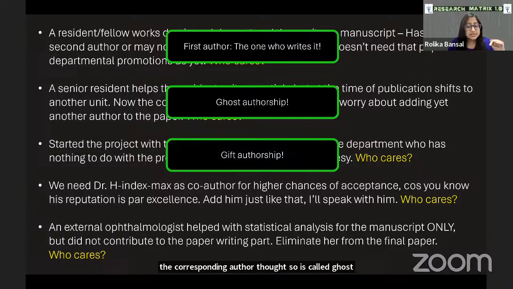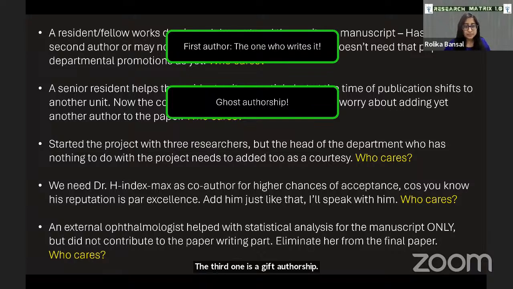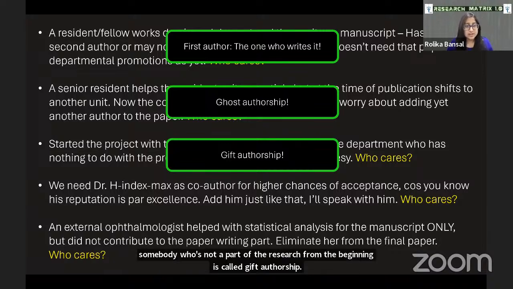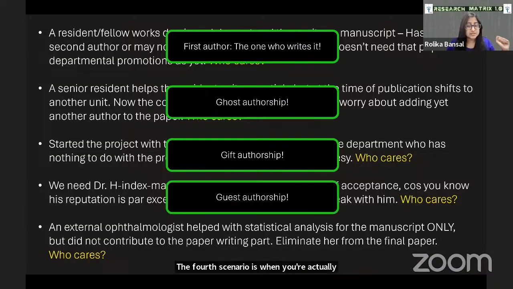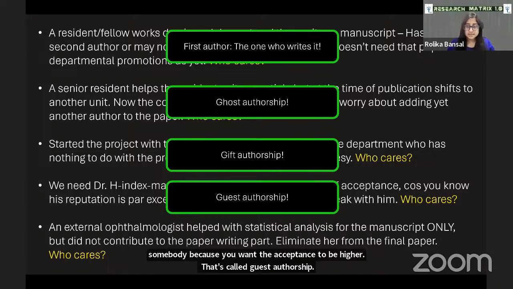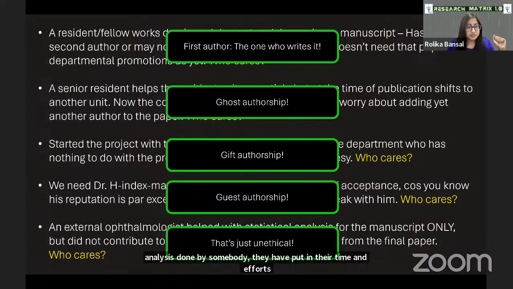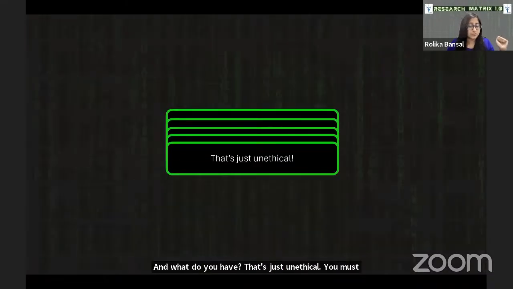The third one is gift authorship. You start the project, but you're including somebody who's not a part of the research from the beginning. That is called gift authorship. The fourth scenario is when you're adding somebody because you want the acceptance to be higher. That's called guest authorship. And the fifth scenario is when you have statistical analysis done by somebody, they have put in their time and efforts, and what do you give them? That's just unethical. You must make sure that you give good credit and good courtesy to everybody who's involved.